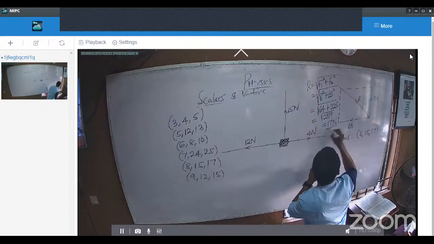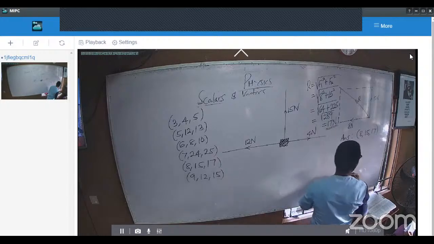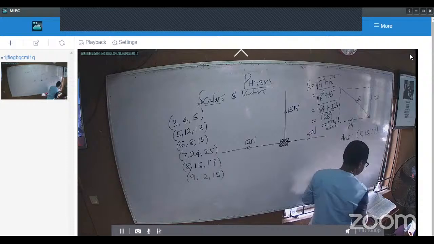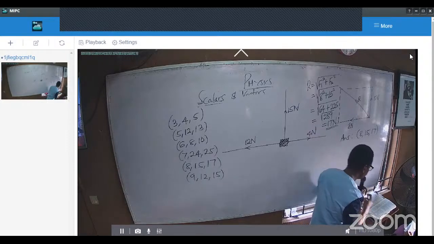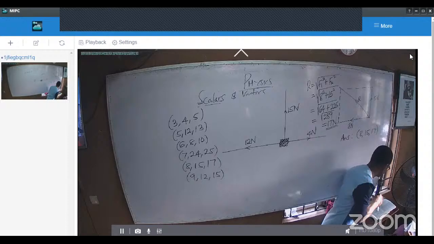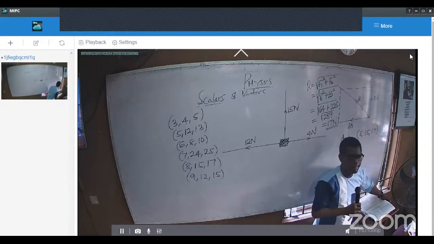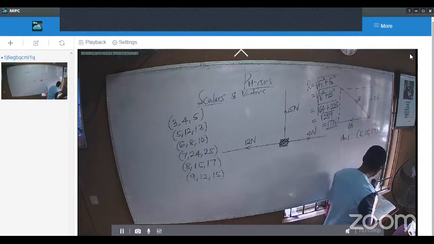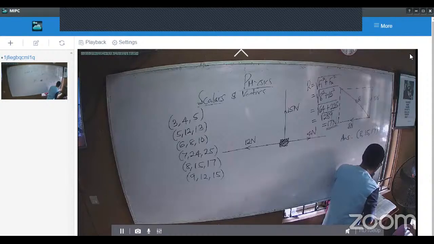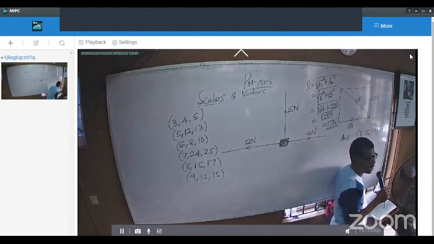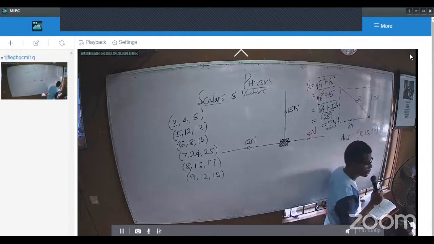The answer is 17. Let's go, next question. Question 6. Two cars, S and Y, traveling in opposite directions.